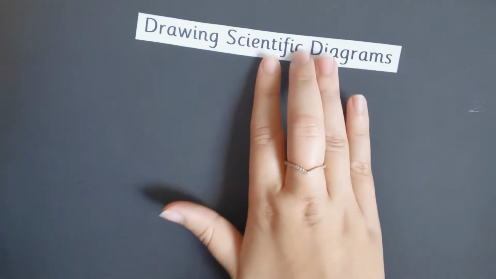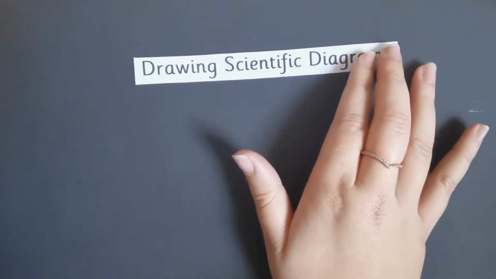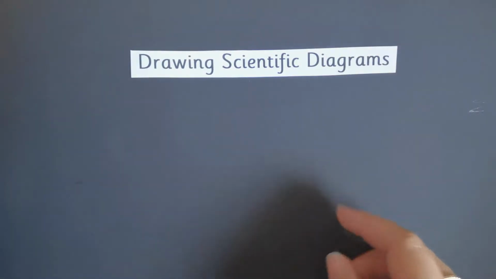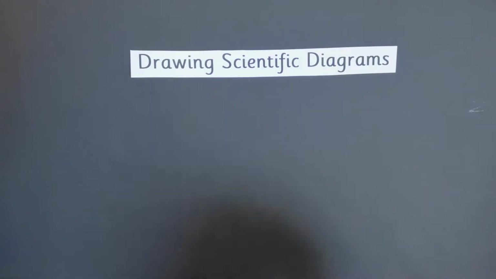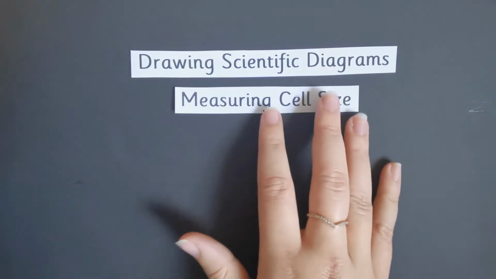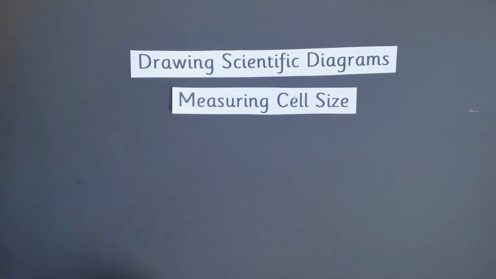Hey everybody! Today's lesson is all about drawing scientific diagrams. So the goal of today's lesson is to be able to draw a labelled scientific diagram with a scale bar. And this lesson is going to be broken up into 3 parts. The first part is the basics of drawing scientific diagrams. The second part is how we measure cell size so we can make our scale bar.